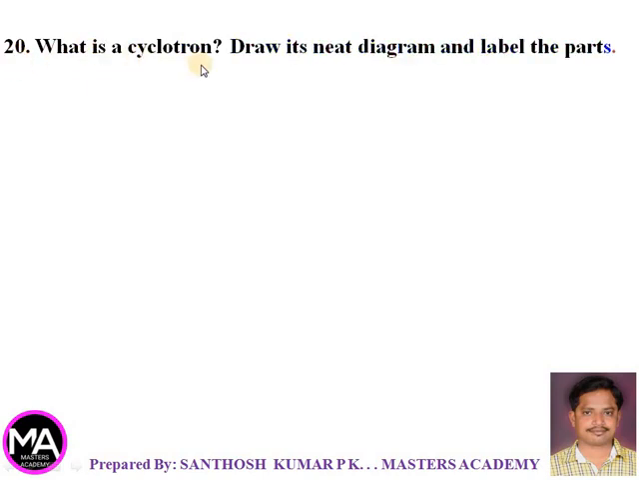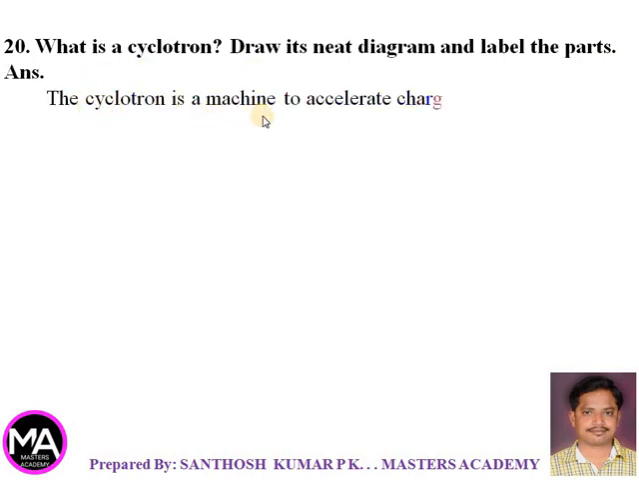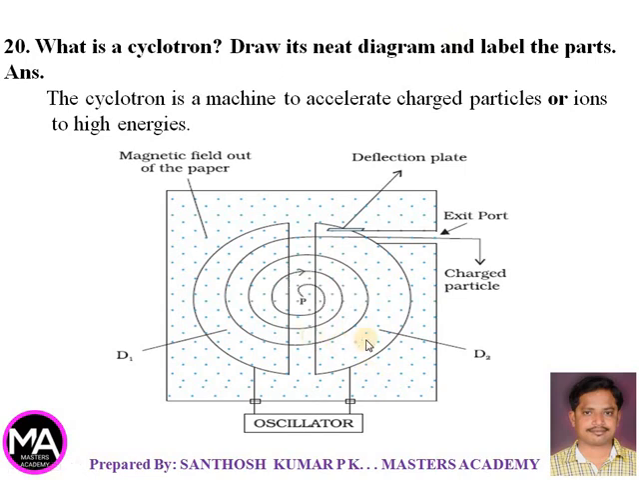20th question. What is a cyclotron? Draw its neat diagram and label the parts. Answer. The cyclotron is a machine to accelerate charged particles or ions to higher energies. Diagram. This is the diagram of the cyclotron.